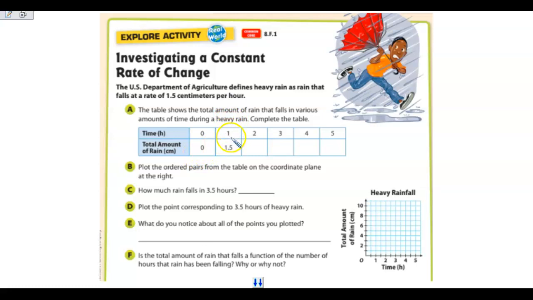And then after an hour, we had 1.5 centimeters of rainfall. At 2 hours, we're going to expect to have 3 centimeters. At 3 hours, we're going to expect to have 4.5 centimeters. At 4 hours, we expect to have 6 centimeters. And at 5 hours, we expect to have 7.5 centimeters of rainfall.